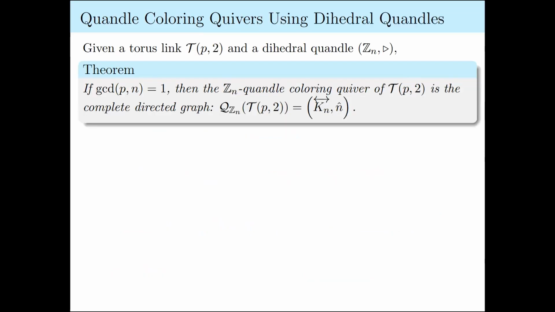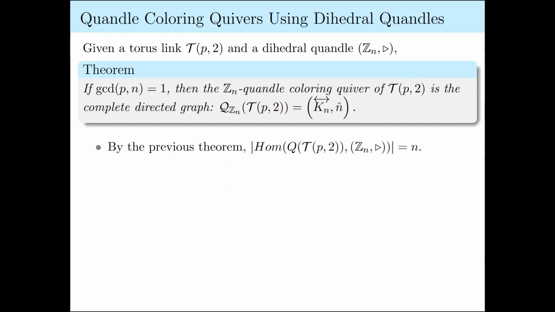Moving on to results for Quandle coloring quivers having the same setup, if we let T(p,2) be a torus link and consider a dihedral Quandle Zn, if the GCD of P and N is equal to 1, then the full Quandle coloring quiver of our torus link is the complete directed graph on n vertices with a constant weight function of n.